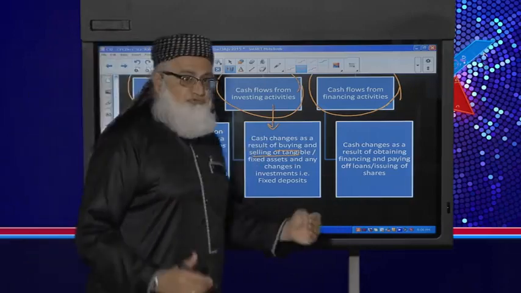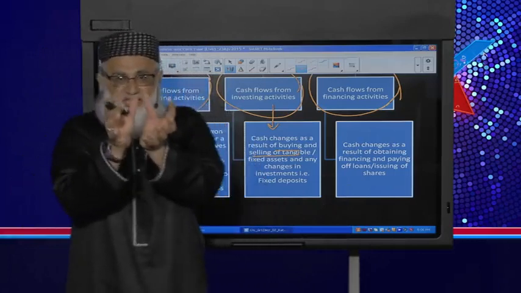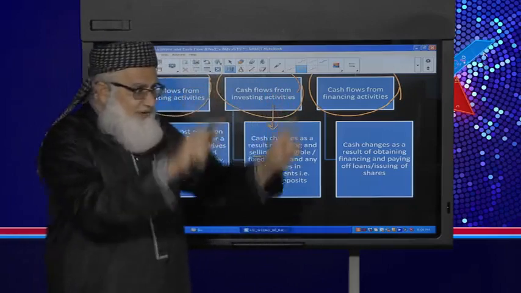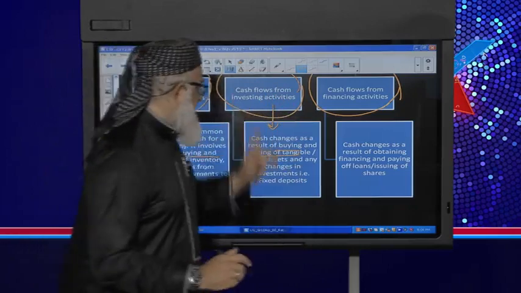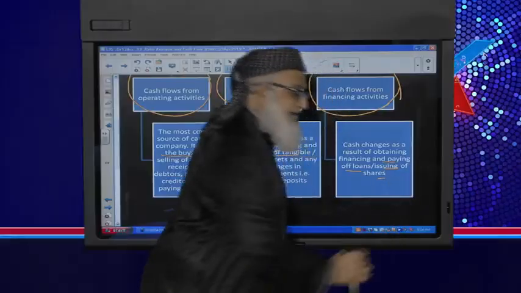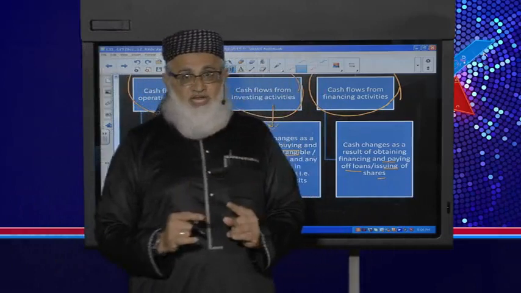Now we come to financing activities. Where is our emphasis? When we're looking at financing activities, what do we focus on? What's the area that we're paying attention to? One, we're looking at the paying off loans or receiving of loans. Yes, either we are receiving a loan or we're paying off a loan, and we are also looking at the issuing of shares, not forgetting the repurchase of shares.